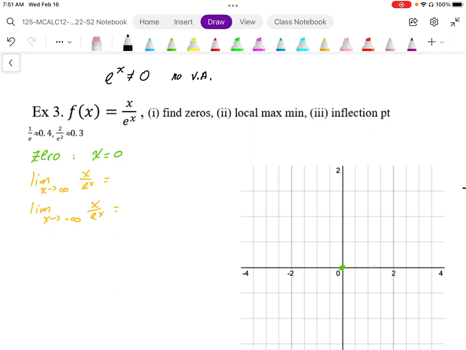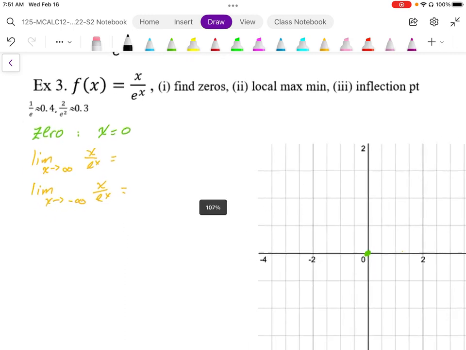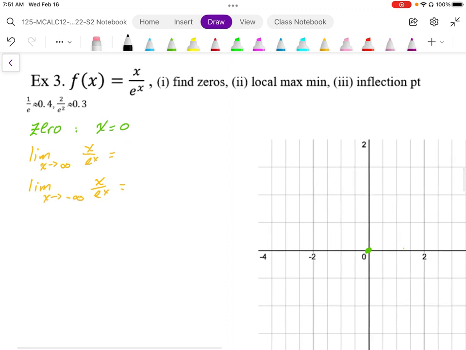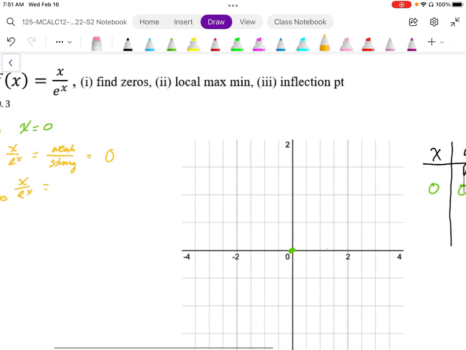So then we're going to look at horizontal asymptotes. We're going to look at endpoint behavior as x tends to infinity and negative infinity. As x tends to infinity, we end up with x over e to the x. Well, this is a weak function over a strong function. The strong function is going to dominate, and we're going to end up tending towards 0. So we're going to end up with a horizontal asymptote going to the right towards 0.